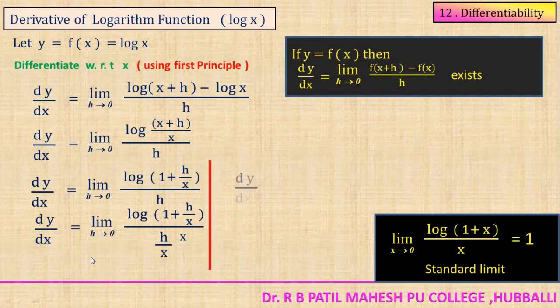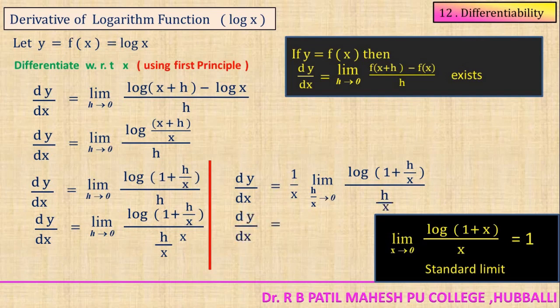In the next step, dy by dx equals 1 upon x outside, and as I said, as h is tending to 0, remember students, whatever this term is, this term should be tending to 0. Now h is tending to 0, so h upon x is also tending to 0, therefore we can change the limiting point. H upon x tending to 0, we can change it. Next is 1 upon x as it is, and this becomes now the standard form. So its limit is 1. Then the dy by dx answer we get is 1 upon x.